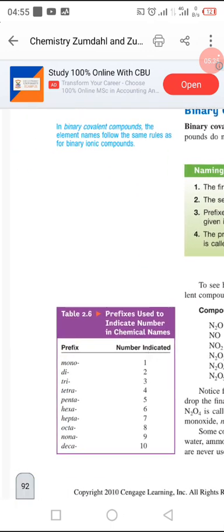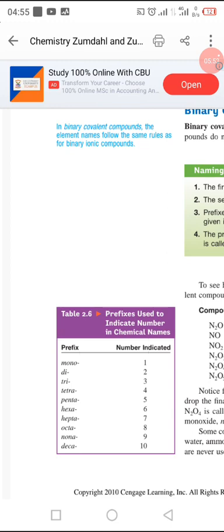So please, you have to know them very properly. Mono means one, di means two, tri means three, tetra four, penta five, hexa six, hepta seven, octa eight, nona nine, deca ten. So these are some of the things that you have to do to stay in touch with them.